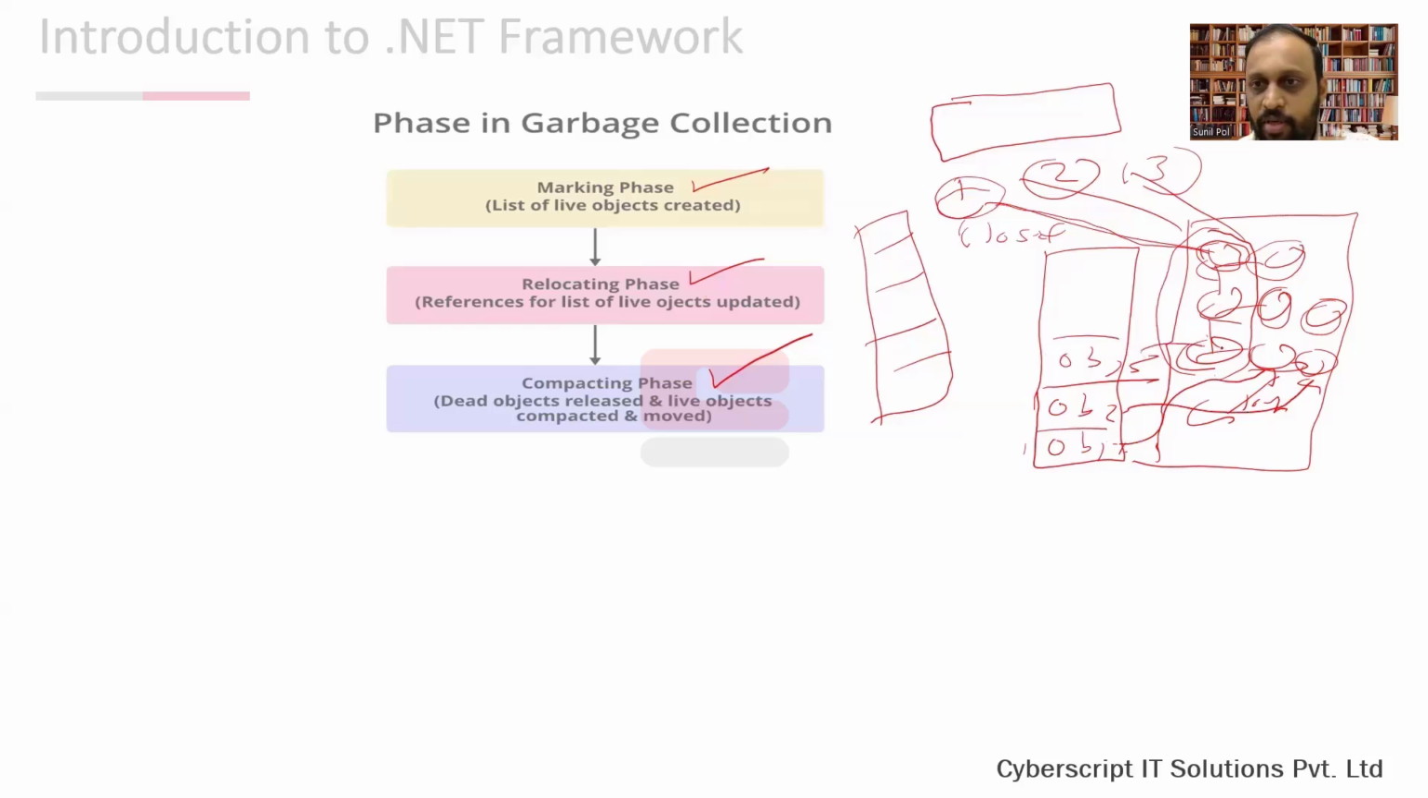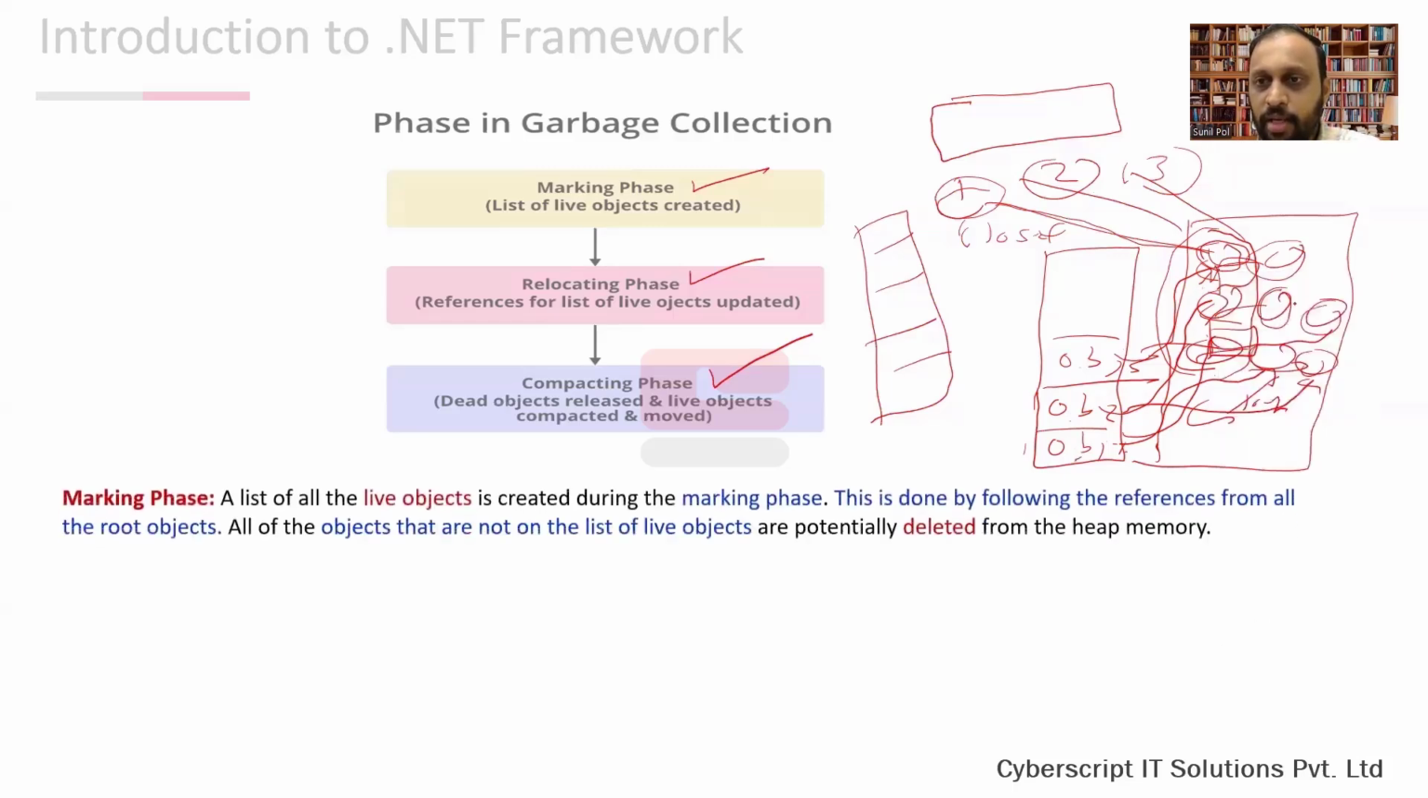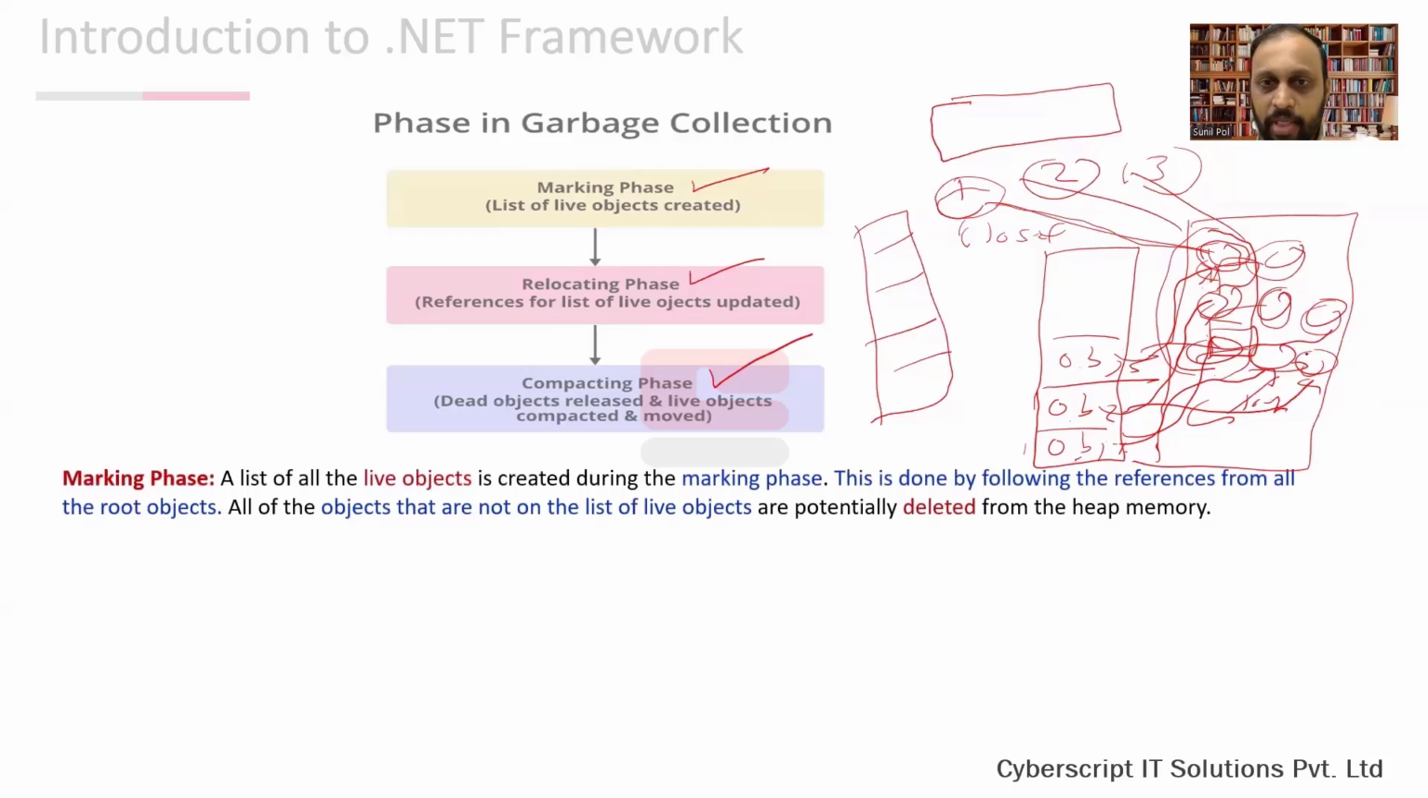Object 3, which is referring to this object. Similarly, in the relocating phase, we are only updating the reference variables and not the actual objects. So now it is pointing to this memory location, which is freed by the garbage collector, this memory location, and this memory location. So now the object reference gets updated to the new memory location, but the actual objects are still there in the memory.